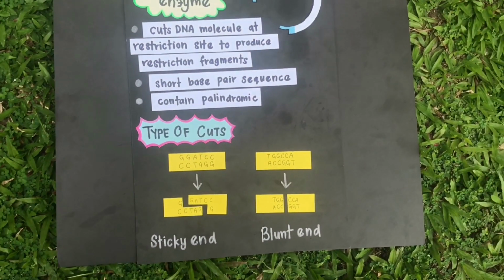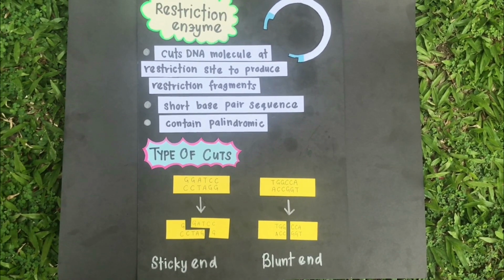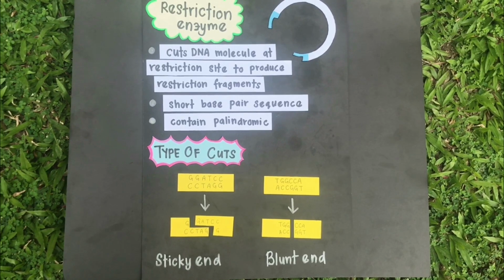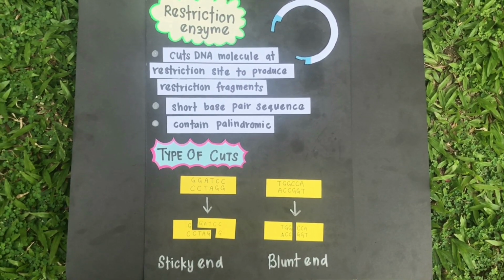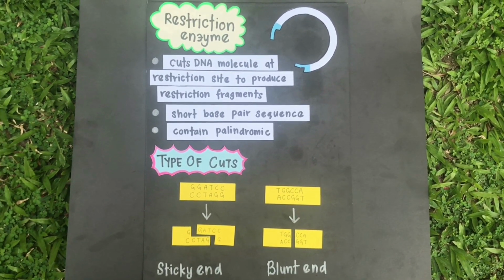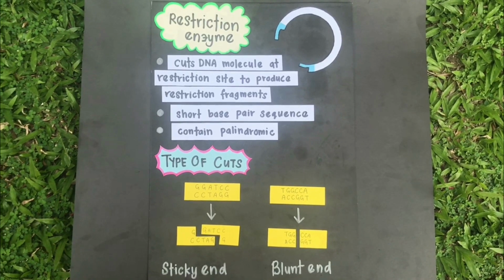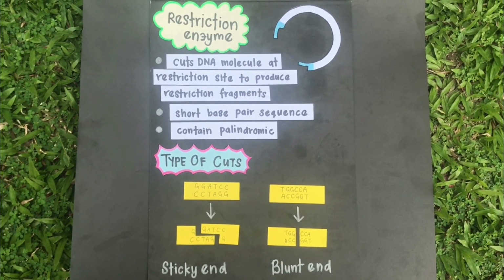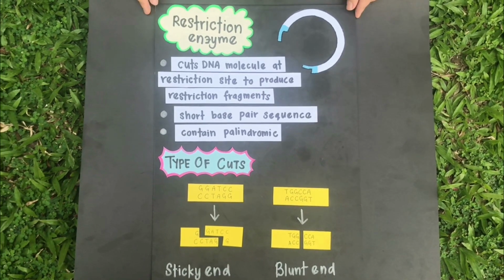Second is restriction enzyme. Restriction enzyme cuts a DNA molecule at the restriction site to produce restriction fragments. It also has a short base pair sequence. It also contains a palindromic sequence. Restriction enzymes produce 2 types of cuts. One is sticky end and the other one is blunt end.